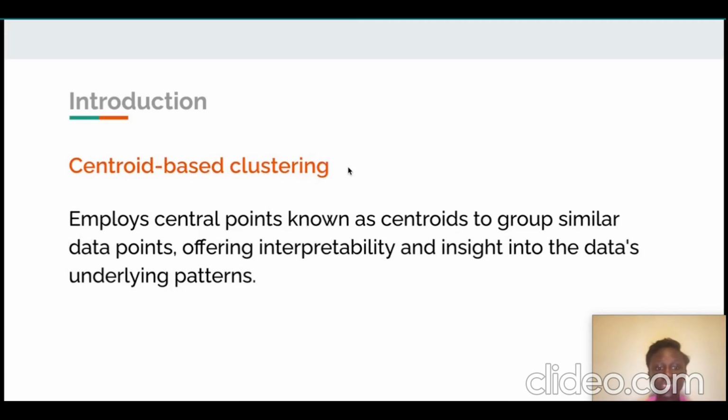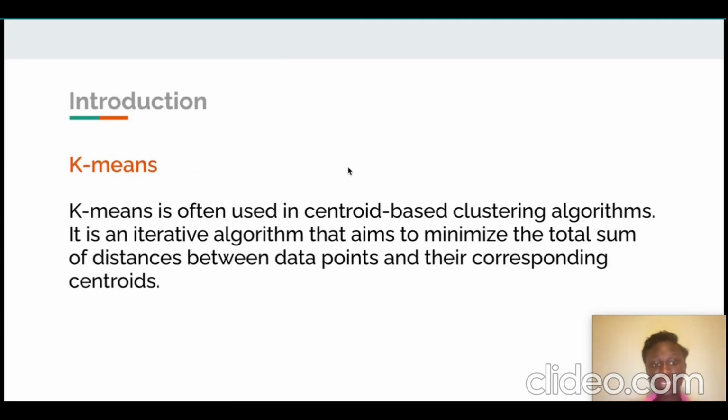So what is centroid-based clustering? Centroid-based clustering essentially employs central points known as centroids to group similar data points and give insight into the data's underlying patterns. An algorithm that employs centroids is the k-means algorithm, which is often used in centroid-based clustering. Essentially, it's an iterative algorithm that aims to minimize the total sum of the distance between the data points and their corresponding centroids.